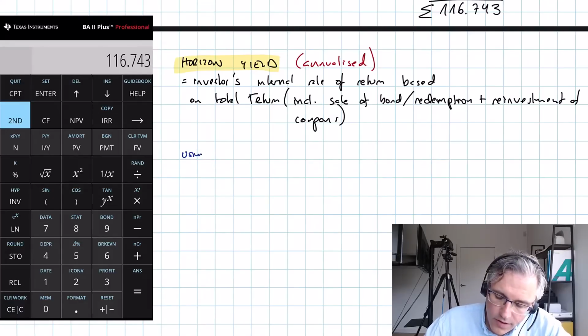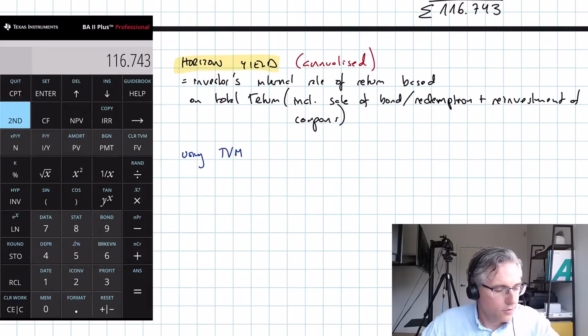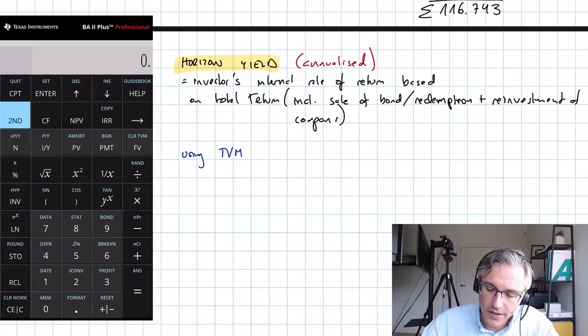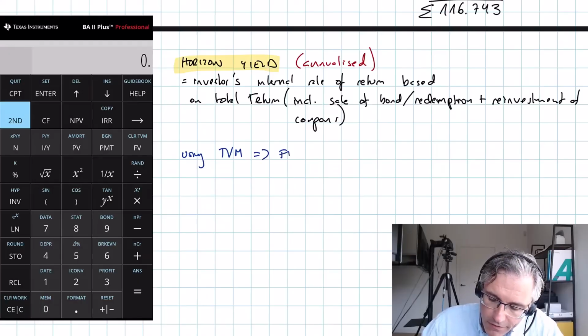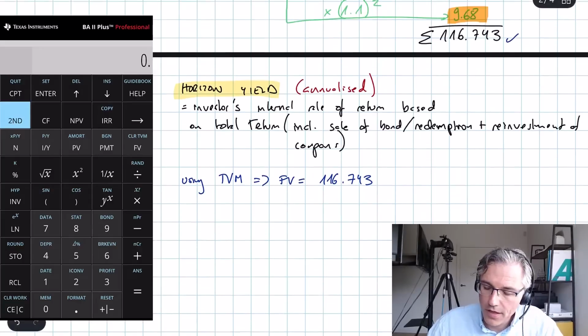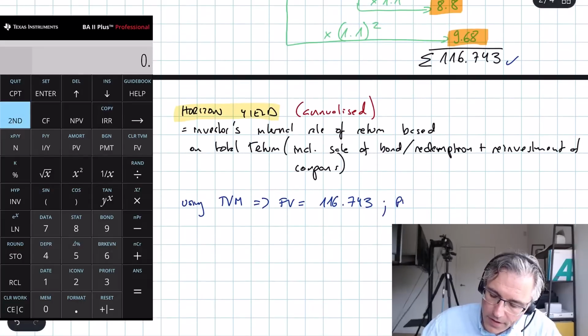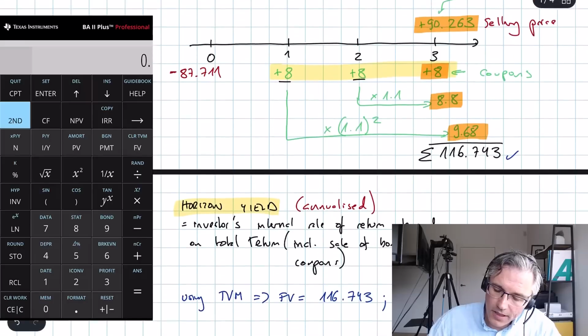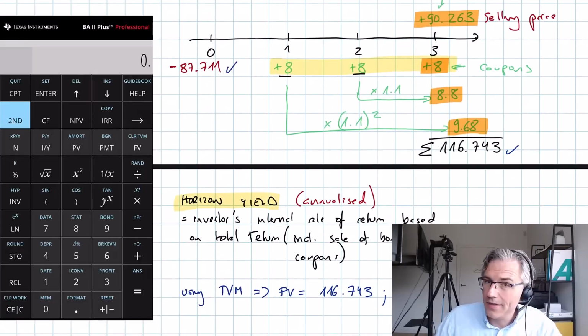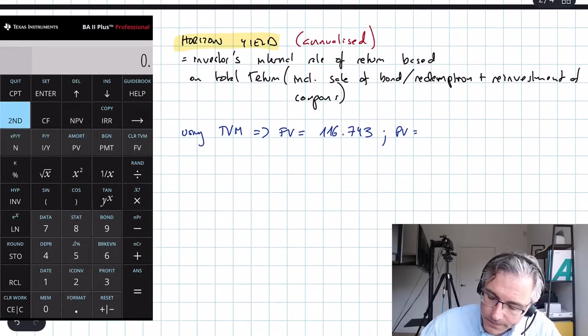So using the TVM, you would need to clear it first, of course. So second FV. Now, for FV, you would input 116.743, so this value over here. For PV, you would need to input the initial price that was paid, 87.711, with a negative sign.